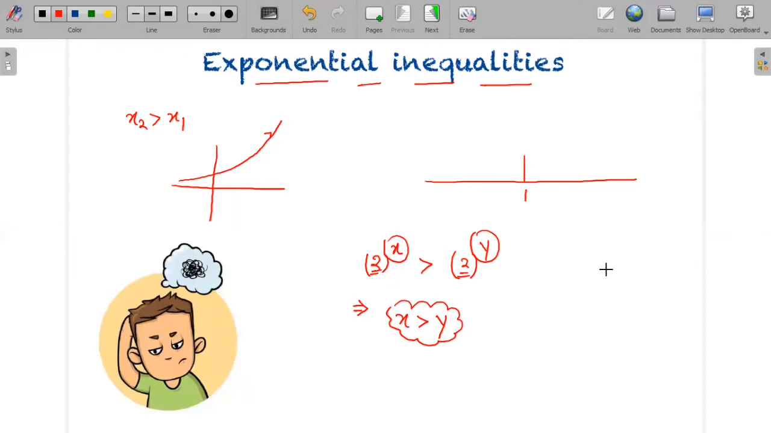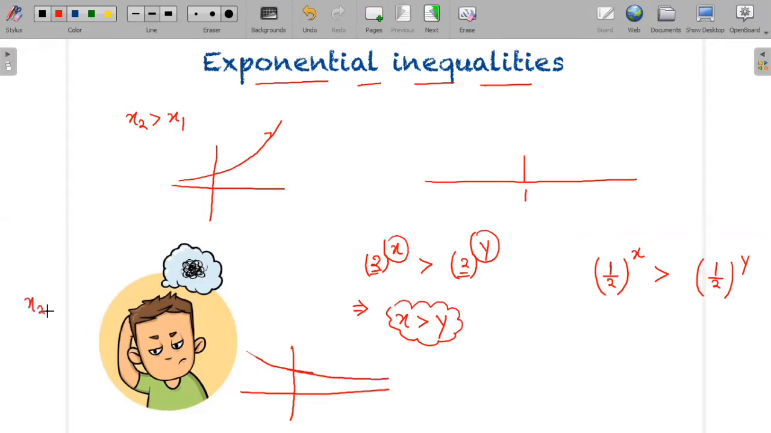Similarly, say I have a number which is greater than 0 but less than 1, let me call it 1 by 2, and I'm trying to establish a relation in this inequality: 1 upon 2 to the power x is greater than 1 upon 2 to the power y. As I know, if the base is between 0 and 1, then this is how the exponential function will look, and in that case your function is decreasing. What do I mean by decreasing? Decreasing in the sense that for a greater input, it will bring a smaller output.